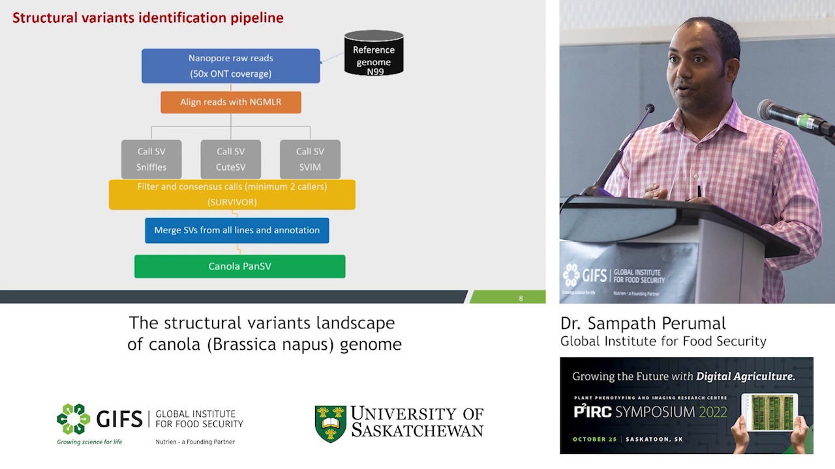For our structure variant calling pipeline, we used at least 50x coverage. We had enough coverage because we developed it for our whole genome assembly purpose as well. But you can still go with 30x coverage, or even 25-30x should be good enough. We used NAM0 as a reference genome, which is one of the elite lines, and mapped against it using the long read caller.